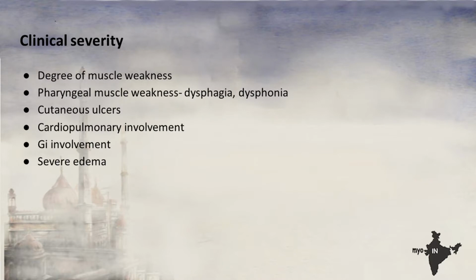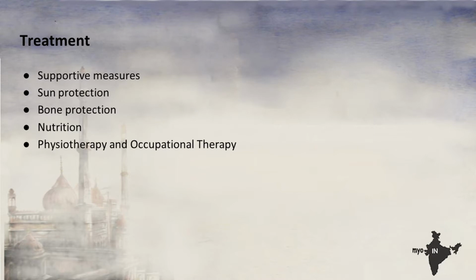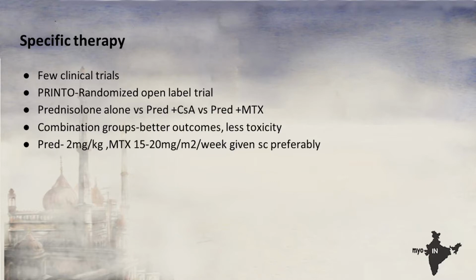Clinical severity is determined by the degree of muscle weakness, the presence of pharyngeal muscle weakness, cutaneous ulcers, cardiopulmonary involvement, GI involvement, and severe subcutaneous edema. The patients with severe subcutaneous edema are very, very prone to developing calcinosis in the long term, and using IV steroids continuously in the initial phase of disease has been shown to have a reductive effect in this manner. There are supportive general measures in treatment: sun protection, bone protection, nutrition. A very, very important aspect is nutrition, and physiotherapy and occupational therapy.